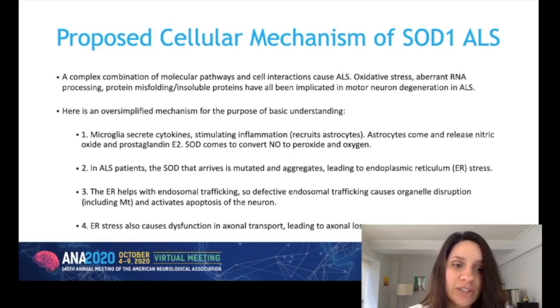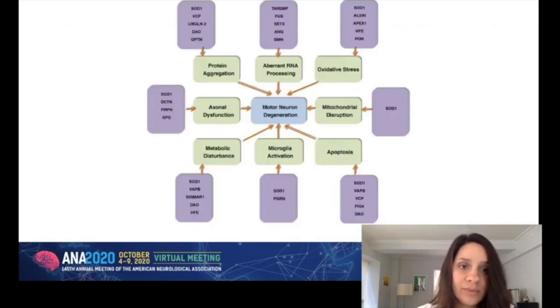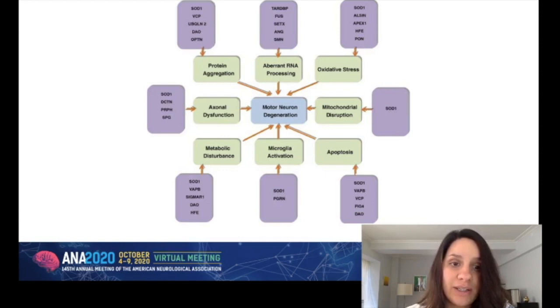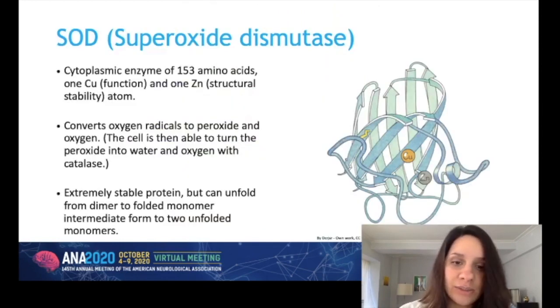Endoplasmic reticular stress also causes dysfunction in axonal transport. Dysfunctional axons die back as a part of cell function, and so this leads to axonal loss in ALS patients. As you can see, there are many different mechanisms that all contribute to motor neuron degeneration in ALS. And each one of the mutations involved come in at a different point or multiple points in these mechanisms.